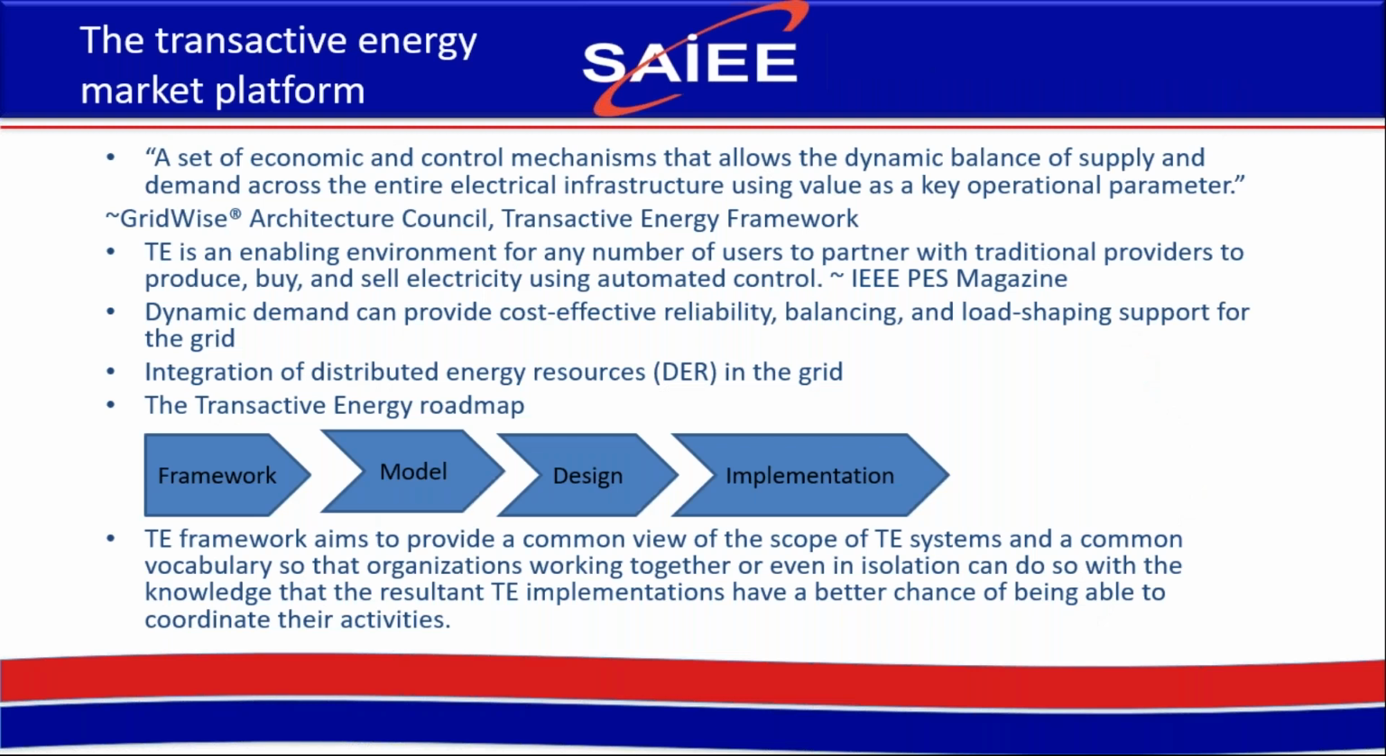So what is transactive energy? A transactive energy market or platform, transaction meaning that we have a transaction. We sell something, we exchange something. That's a transaction. It can be explained as a set of economic and control mechanisms that allows the dynamic balance of supply and demand across the entire electrical infrastructure, using value as the key operational parameter.